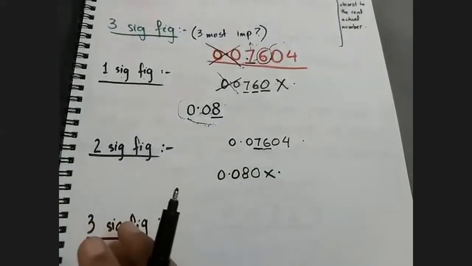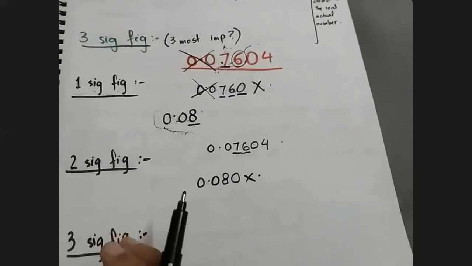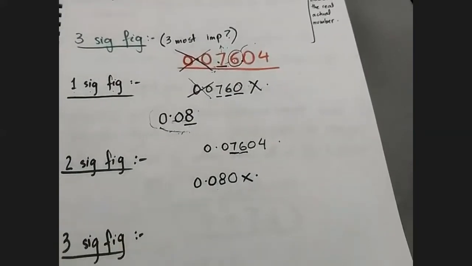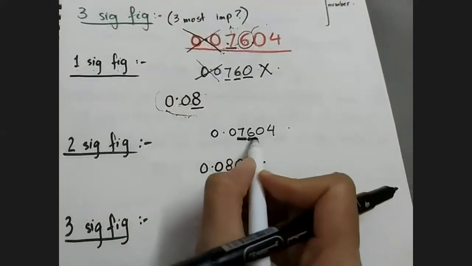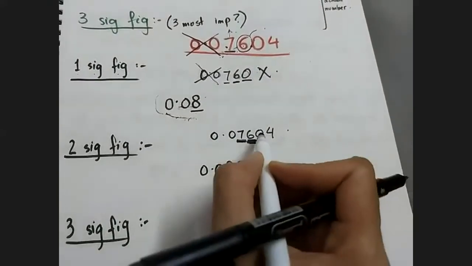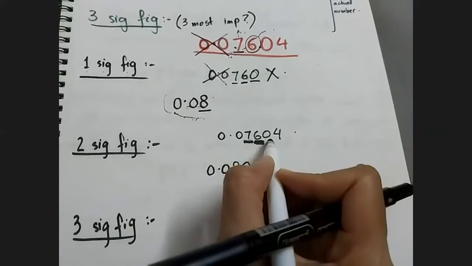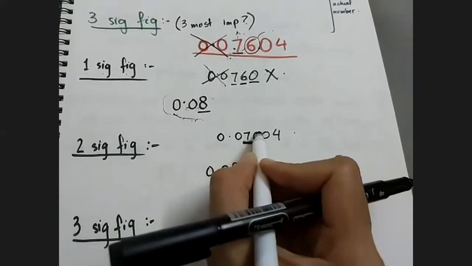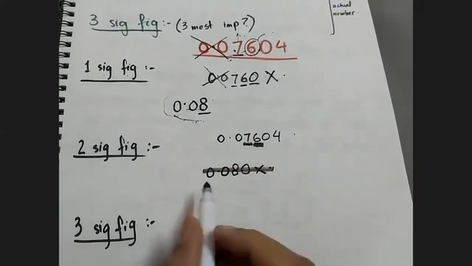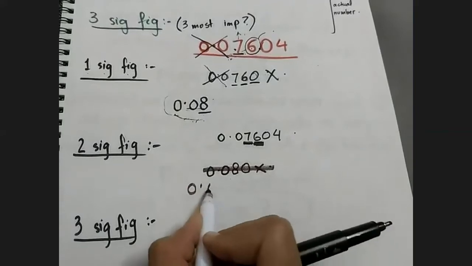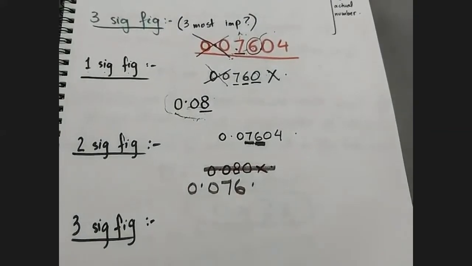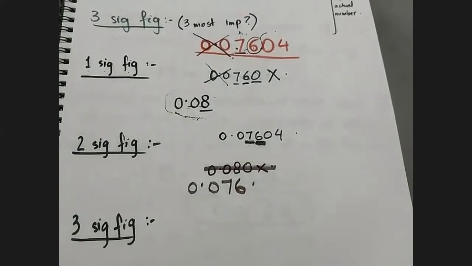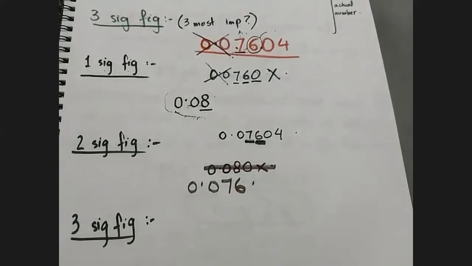Okay, let me use some other color. So I want 7 and 6. Now, before I write down the final answer, I will look at the next digit, but the next digit is 0. So that means 6 stays as it is. So the final answer should be 0.076. Okay. Did you understand? Yes.